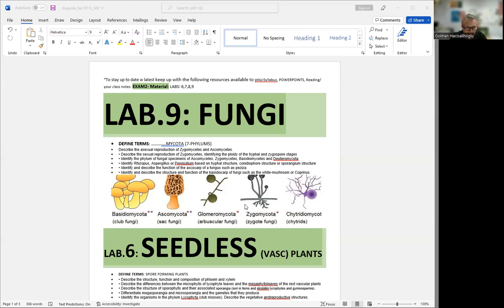Ascomycota use ascospores, and they develop asci from them. Some other examples are truffles, mildew, which is a disease on plants, and molds. Some molds are in this group, Ascomycota. Yeast is specifically important. If you mix sugar and yeast, it can be used to produce beer and wine.